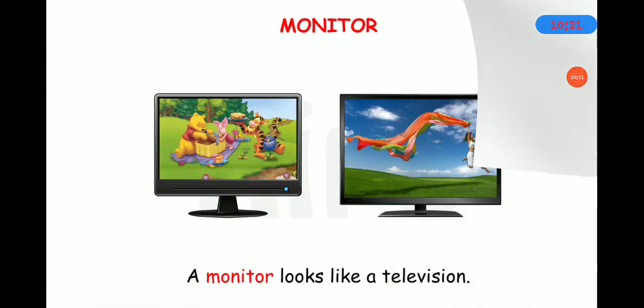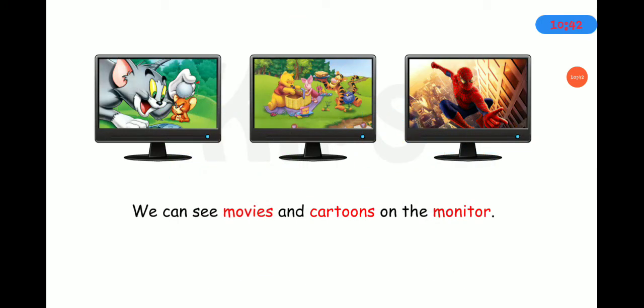Now the next one. Now in detail. The first part, monitor. What is the spelling of it? M-O-N-I-T-O-R, monitor. Okay, a monitor looks like a television. What does the monitor look like? It looks like a television. Okay, now we can see movies and cartoons on the monitor. What can we see on the monitor? Movies and cartoons on the monitor.